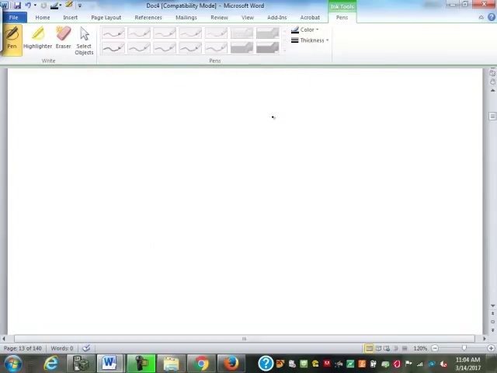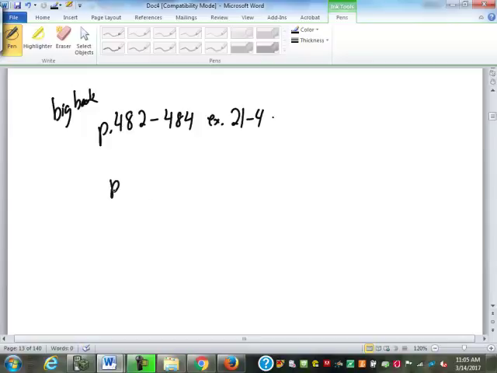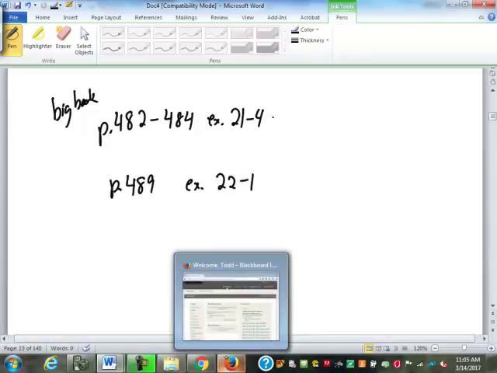So a lot of vocabulary and a lot of exercises like that for this second hour today. Page 482 through 484. This is all in the big book as well. Exercise 21-4. And the little book on page 489. Exercise 22-1. Dealing with those rigid frames. So if you want to get those done, we'll give you the last 15 minutes to work on them, and we'll call it a day.